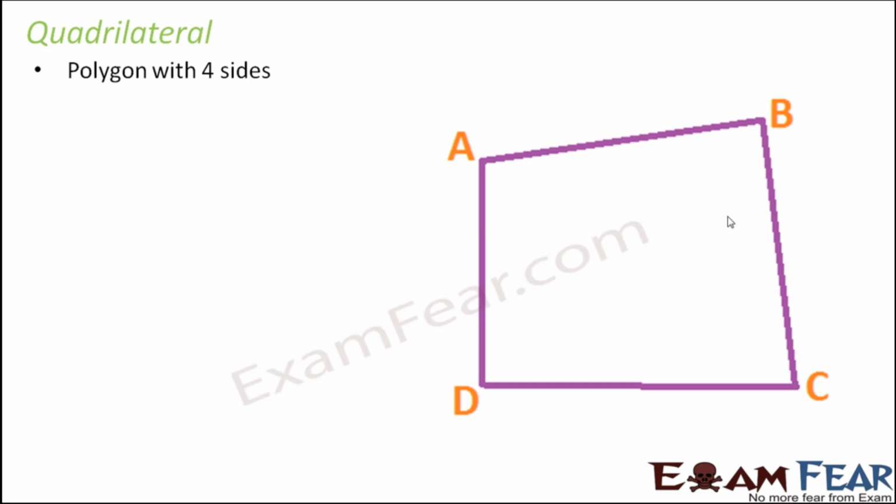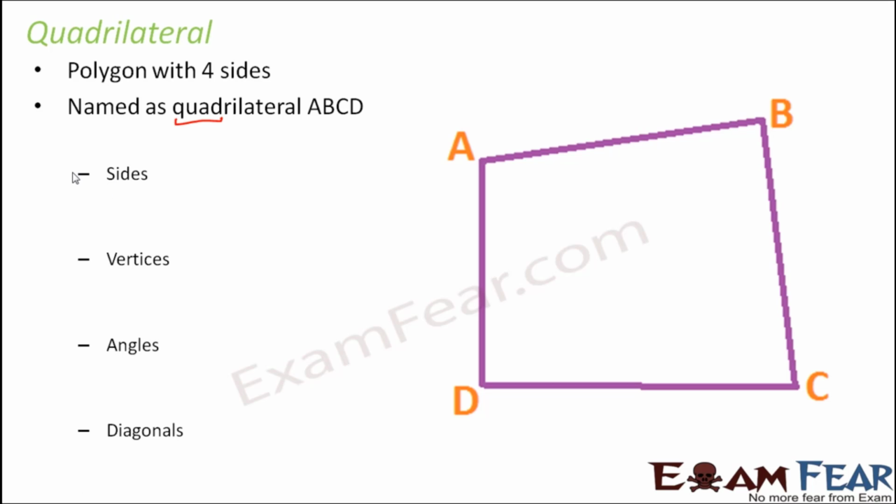So what is a quadrilateral? Polygon with 4 sides. So how do we name a quadrilateral? We call it quadrilateral ABCD. Now sometimes when we want to write it in short, we often write it as QUAD, quad ABCD, which means quadrilateral ABCD. But as such, there is no symbol for quadrilateral like how we have it for a triangle.